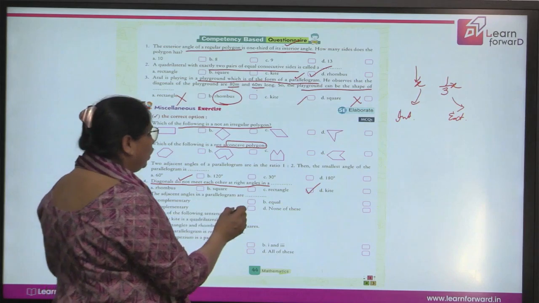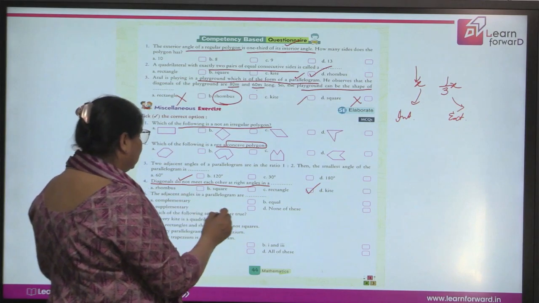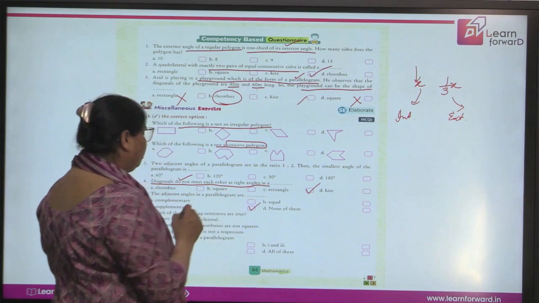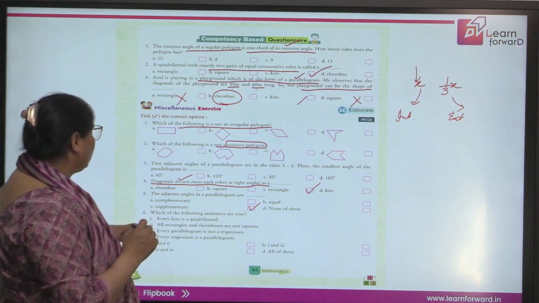Adjacent angles of a parallelogram are supplementary. Which of the following is true? You can do it.